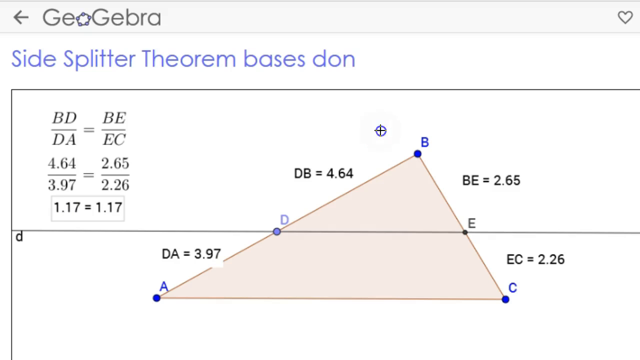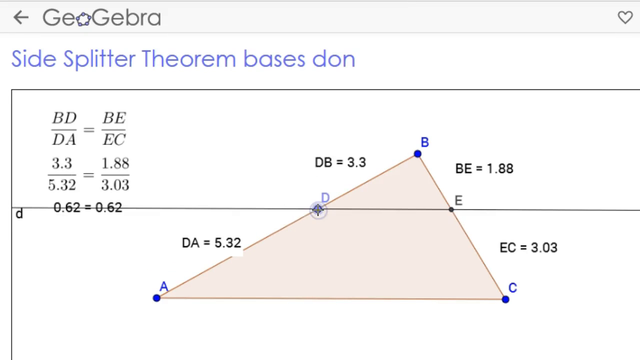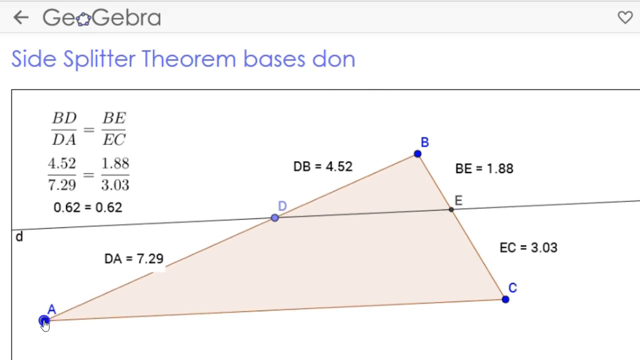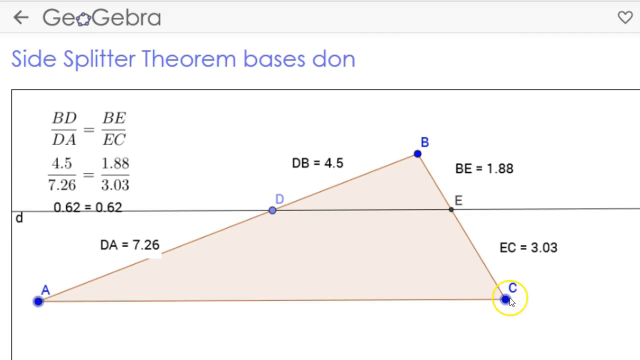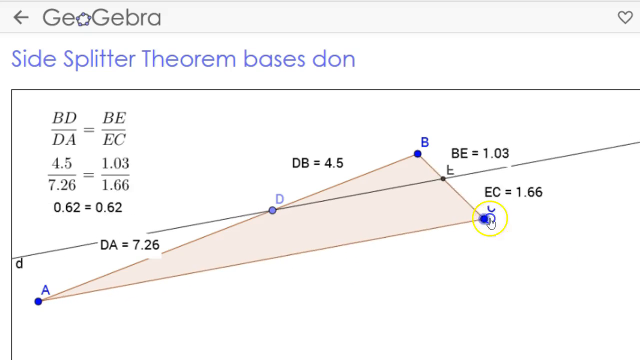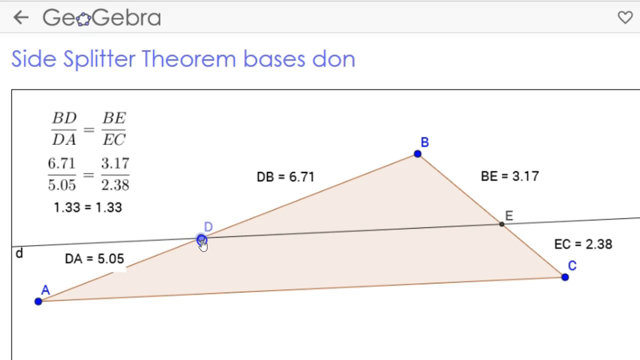So what's cool is I can move this thing around and show you that, yes, indeed, as you move D up, it changes your proportions, but they still stay equal. We can change just about everything here, and those proportions stay the same, no matter how I change it. Now this is not a proof, but it just kind of shows you what's going on.